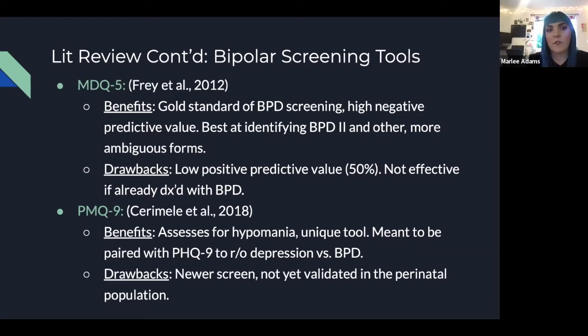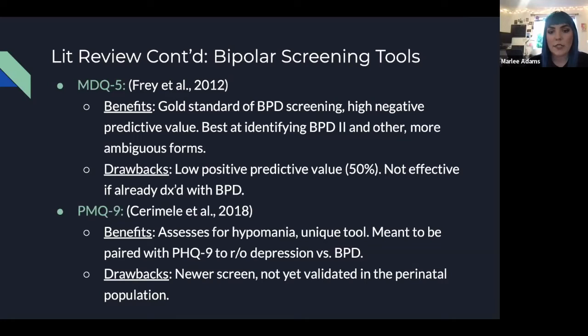The drawbacks of the MDQ is that it has a low positive predictive value, which means that only about 50% of the people who get a positive screen on this actually have bipolar disorder. And it's actually not effective if someone is already diagnosed with it because it's a historical screen. It doesn't ask about current symptoms, and so it can't assess if someone is currently having a hypomanic or manic episode. Which is why I like the PMQ.